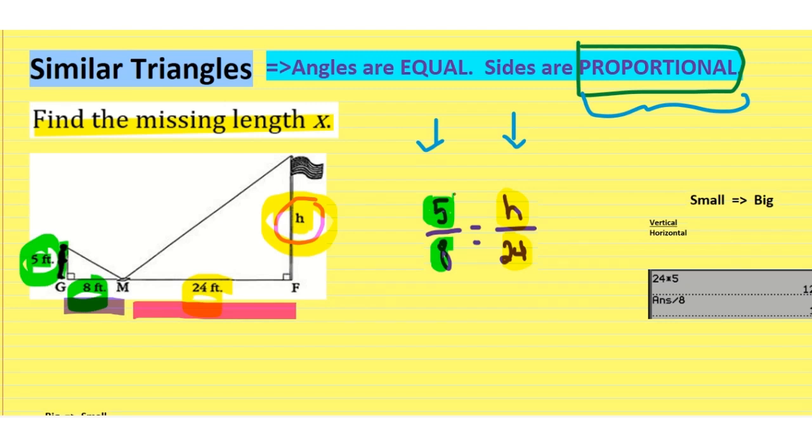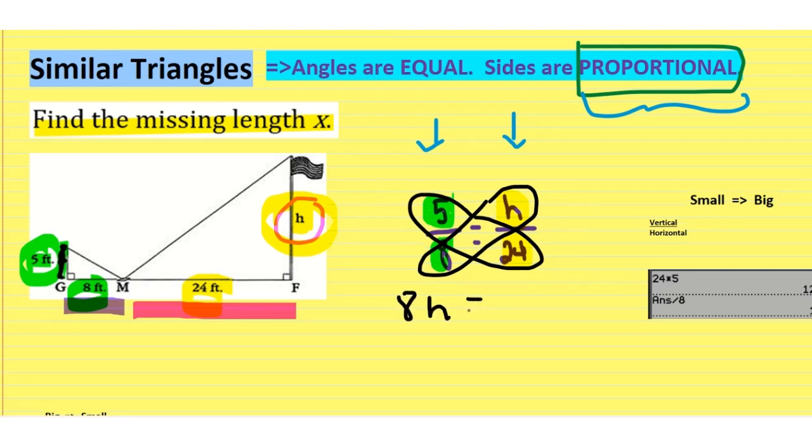Once we have a proportion set up, that means that we can cross multiply. You only cross multiply across the equal sign. So when we cross multiply, we're going to end up with 8 times h is equal to 5 times 24. And then we're going to divide out the 8 on both sides. And that makes the 8 disappear. And then h is going to be equal to that calculation.